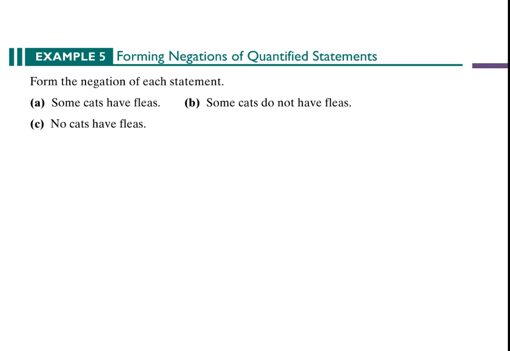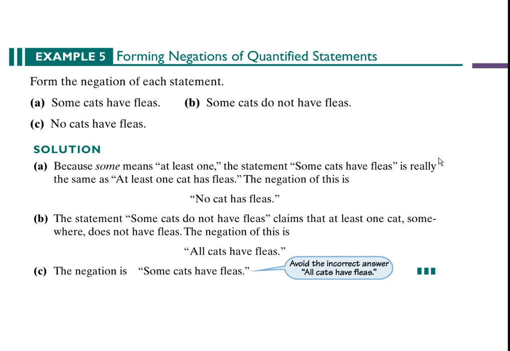Now, we did these earlier. Again, you want to form negations of quantified statements. Here, some, then the quantifier, as you recall, would be none. Some cats do not have fleas. No cats have fleas. So for A, none, or in this case, no, to make it better English.